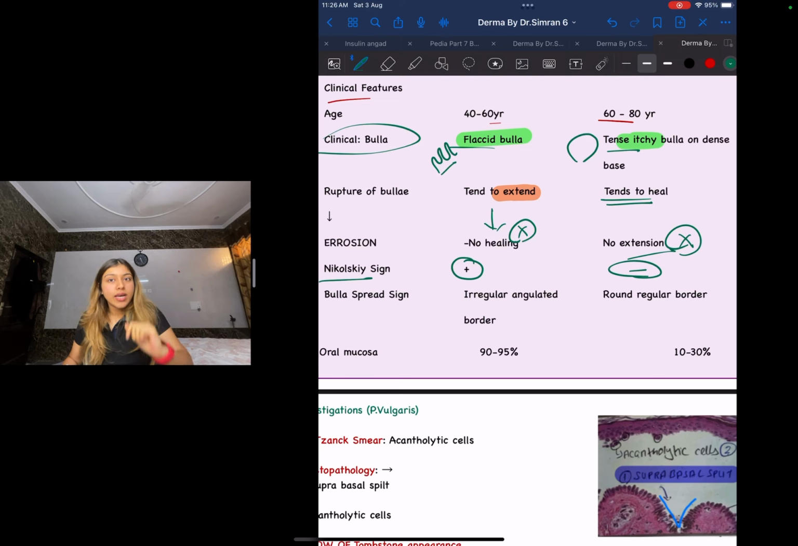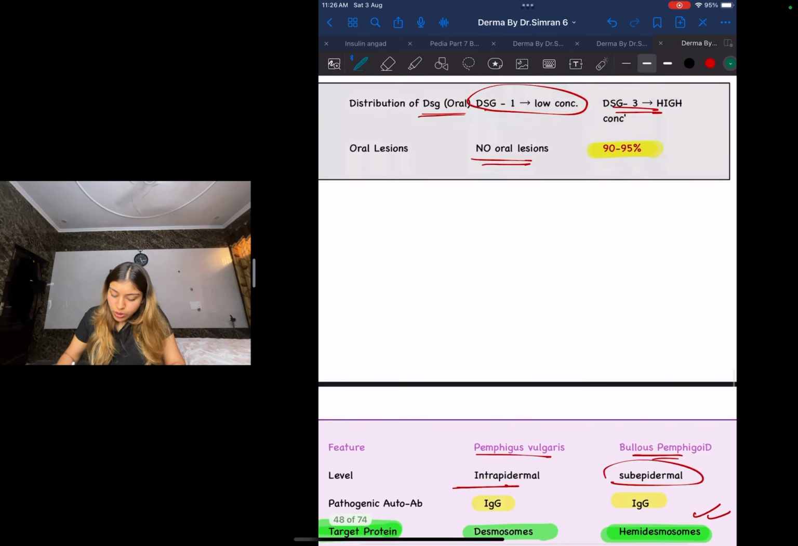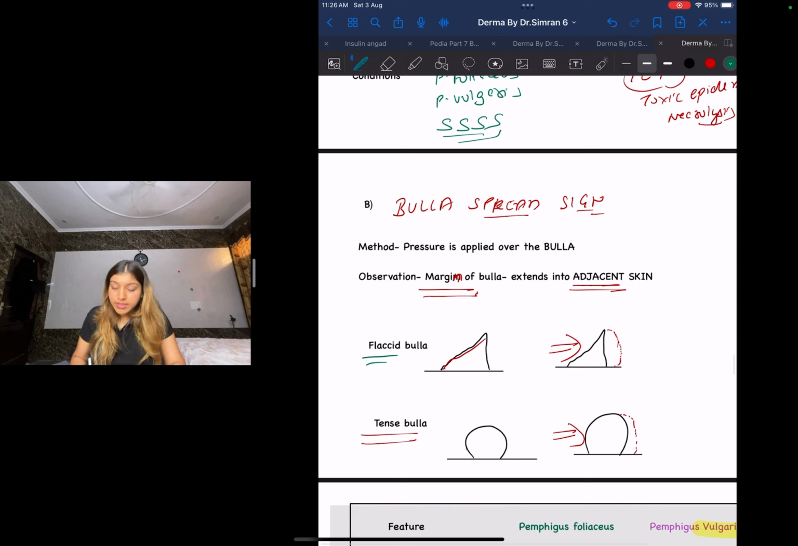Now guys, bulla spread sign. I hope you remember what bulla spread sign is. Let us look at it. This is a bulla spread sign. Now we know flaccid bulla is seen in pemphigus vulgaris and tense bulla is seen in bullous pemphigoid. What happens in bulla spread sign? Again, pressure is applied over the bulla. What happens in the case of flaccid bulla, as mentioned in part 3? If I'm applying pressure over here, it will move to the adjacent skin. And tell me guys, can you see, is it regular or irregular? Very good, it is irregular and it is angulated.